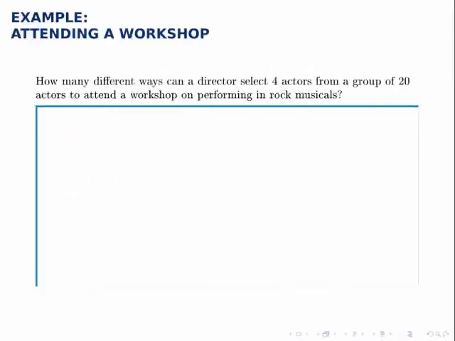How many different ways can a director select 4 actors from a group of 20 actors to attend a workshop on performing in rock musicals? Again, no mention of order, so all we're worried about is how many ways are there to pick 4 people? How many different combinations of 4 people are there out of a pool of 20?